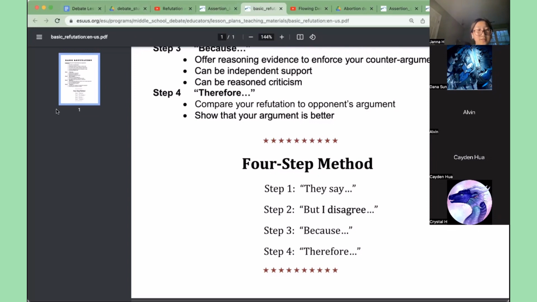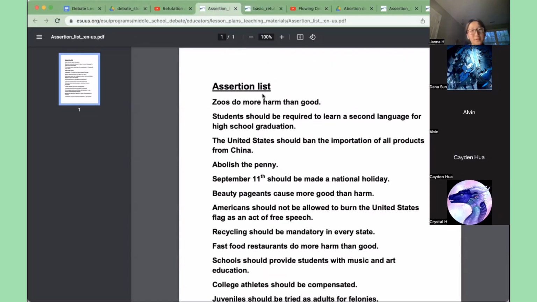Okay, so Alvin, that's a good example, but we're doing the claim that zoos do more harm than good.